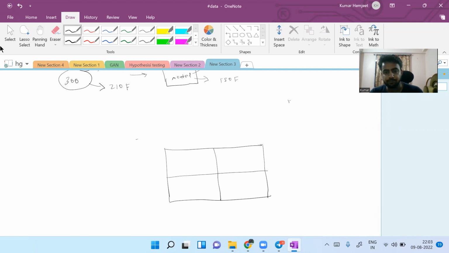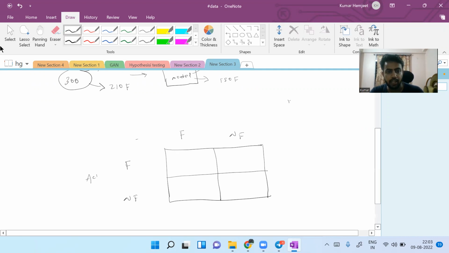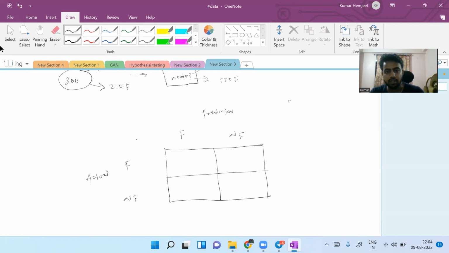Now, this is what we do in the confusion matrix. This one is fraud, this one is fraud, this one is not fraud, this one is not fraud. I'm taking this one as actual and this one as predicted. So how many of our actual not fraud? 90. And this one will be 210. This one is 180 and this one is 120.